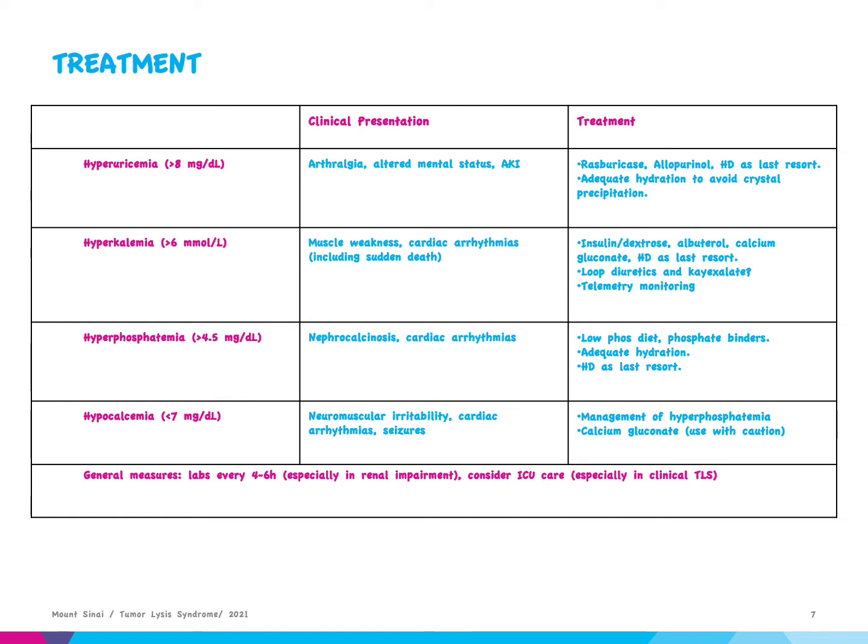For hyperkalemia, this can present as muscle weakness, cardiac arrhythmias, including sudden death, and you treat it as you normally treat hyperkalemia. You have insulin dextrose, albuterol, calcium gluconate, and hemodialysis as a last resort. You also have loop diuretics, which in turn can help you keep up with the urine output a little bit. Feel free to give fluids and diuretics at the same time. This is one of those conditions where no one is going to blame you for doing so.